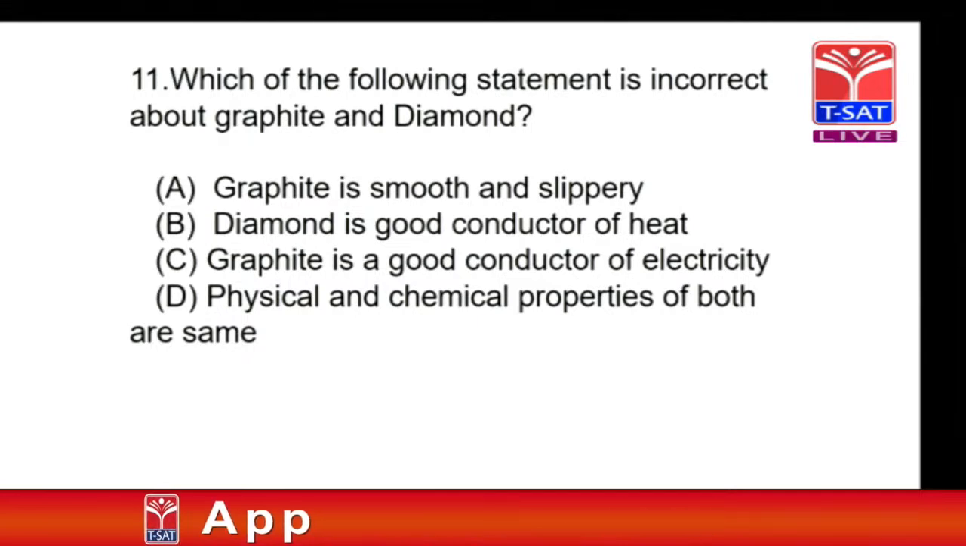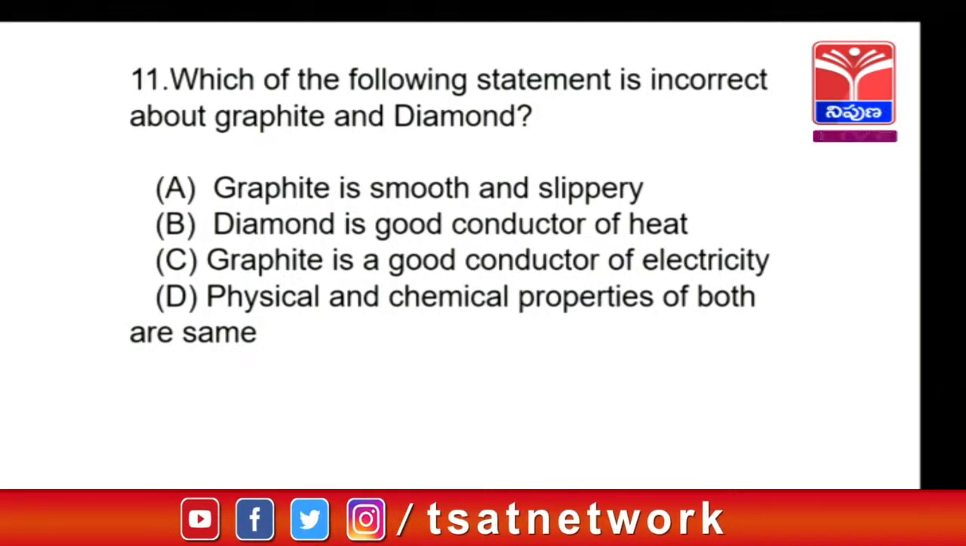Physical and chemical properties of both are the same. So, if you know the properties of graphite and diamond, then you can find the correct option. Which is the correct one, and how is it correct? Both graphite and diamond are crystalline allotropes of carbon. So, they are the crystalline forms of allotropes.